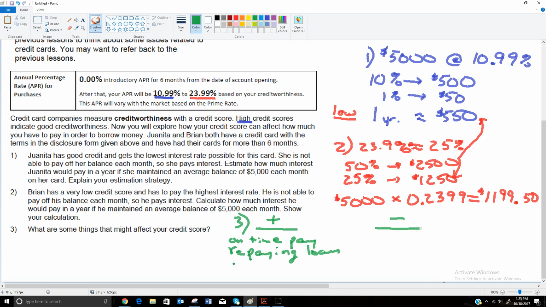Other things are actually having some debt, what they call good debt, where you actually follow whatever the rules were for the loan that you had. Of course, having a high income, and having things that are of value, that are assets, owning a car. So if you own your own car, if you own other property, especially if you own it outright, things like that can help.